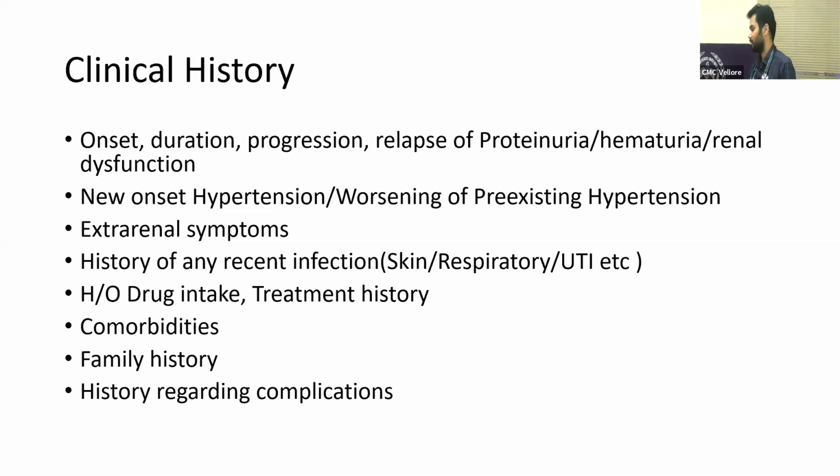it was treated in the past, then any comorbidities, whether it's diabetes, hypertension, or any other pulmonary symptoms. Mainly diabetes is very important because diabetes can present with nephrotic syndrome. And family history: any family members having the same type of illness like nephrotic syndrome, nephritic syndrome or RPGN present in the family, or history regarding complications.